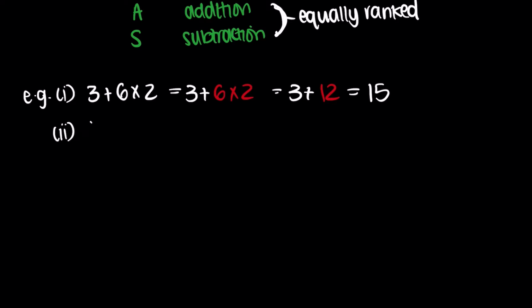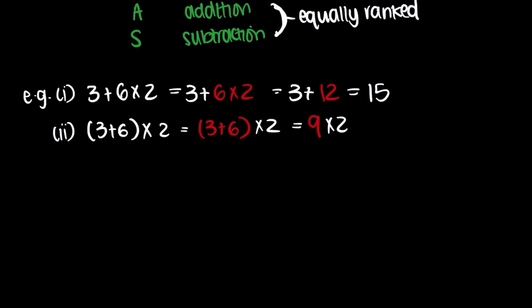Second example. Open bracket, 3 plus 6, close bracket, multiplied by 2. Well, brackets come before multiplication. So we do 3 plus 6 first, which is 9. And now we're left with 9 multiplied by 2, which equals 18.